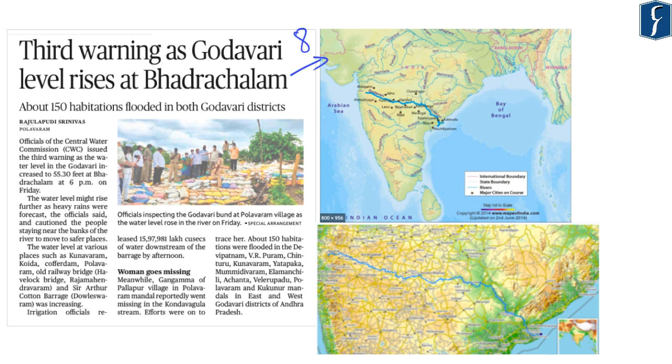It says, third warning as Godavari level rises at Bhadrachalam. About 150 habitations flooded in both Godavari districts. So in this regard, this news highlights that officials of the Central Water Commission have issued the third warning as water level in Godavari has increased to 55.30 feet at Bhadrachalam. Now in this news, you need to understand about Central Water Commission as well as about Godavari River.